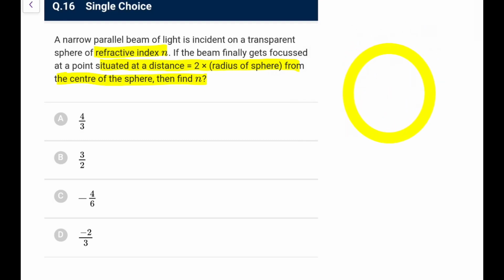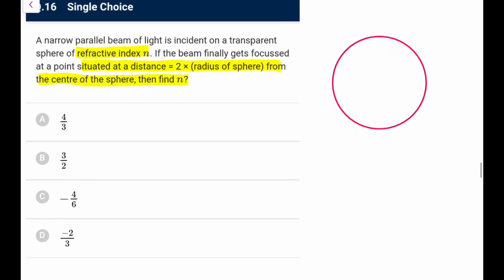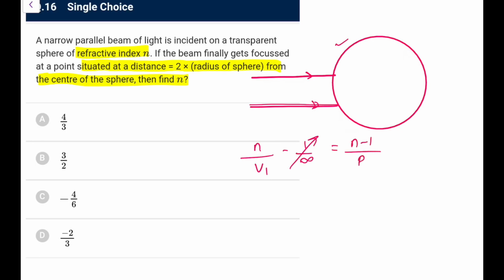Let me change the pen, it did not look good, and let me try some other color. Yeah, now a narrow parallel beam. So a narrow parallel beam, let's say, comes like this. This is the parallel beam. So for the first surface refraction, I can write n by v1 minus 1 by infinity, that is n minus 1 into plus r.